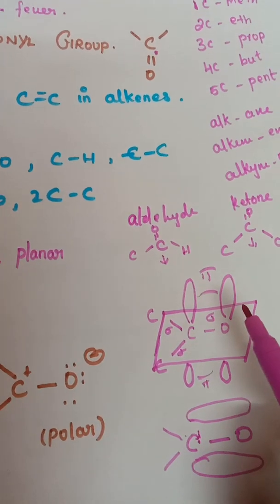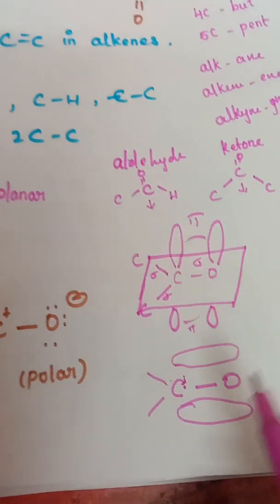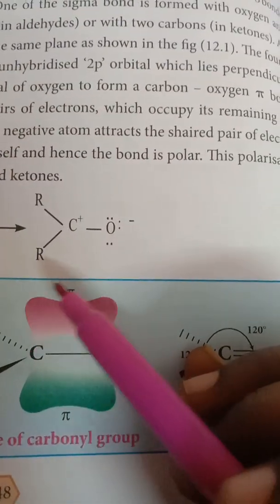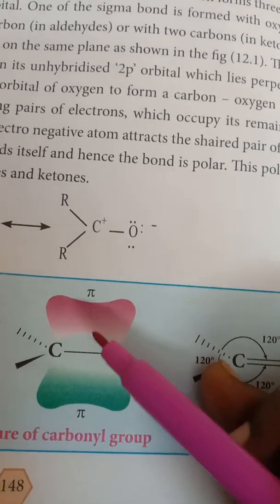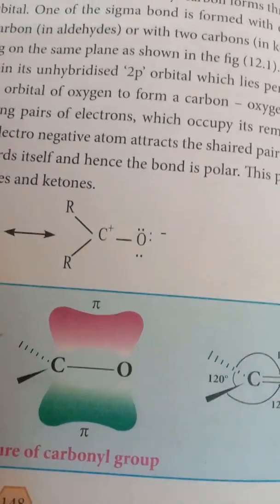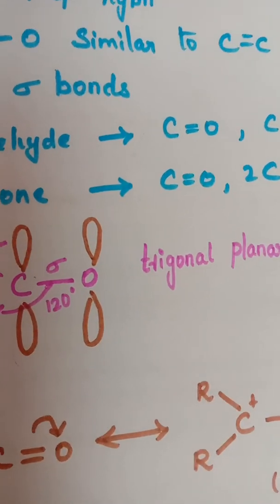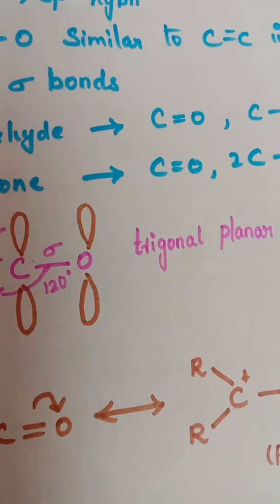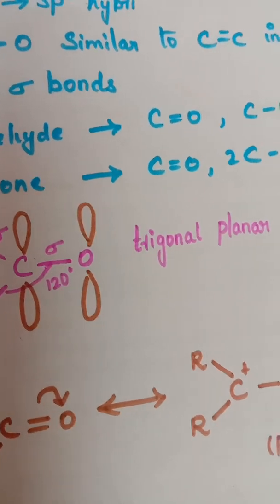Now, how does it appear? It bonds and forms a cloud like this. See, in your book they have given it as a pi cloud. So this is nothing but the pi cloud. It forms a pi cloud, and this pi cloud makes this carbonyl group more active.